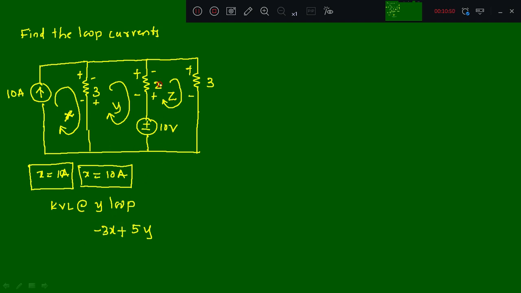Similarly, how much is getting subtracted from z loop? It's a 2, minus 2z. So in this path I am coming across one voltage source which has the plus sign at the start, right? So if I take that to the right hand side, that will become minus 10. Call this equation number 1. But in this equation we know the value of x, 10 amperes. If I substitute that, it will become minus 30 plus 5y minus 2z, which is equal to minus 10.